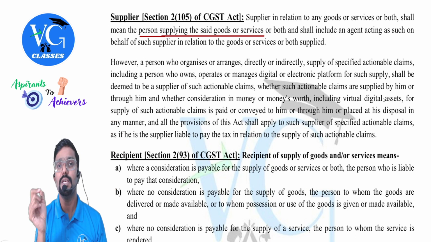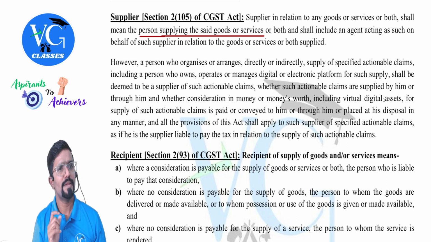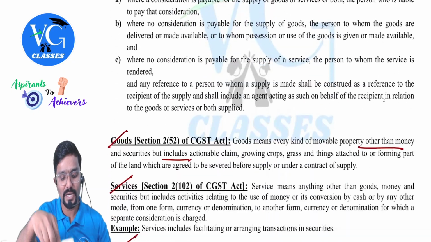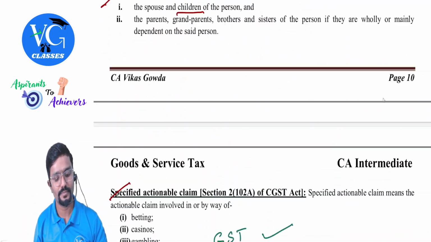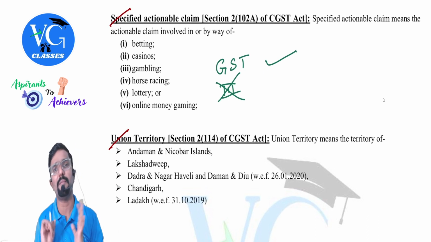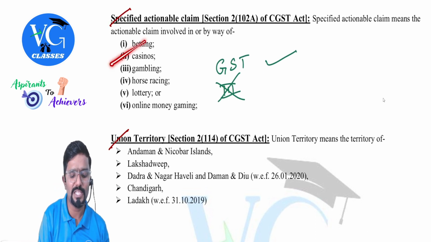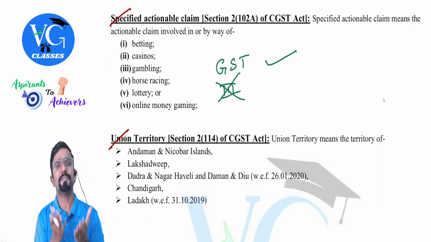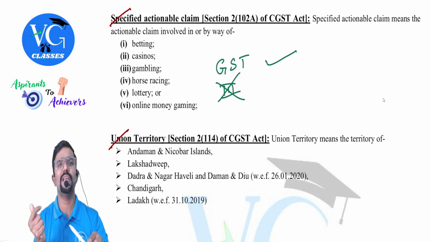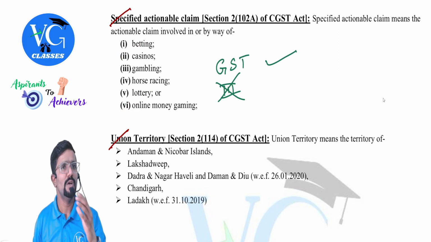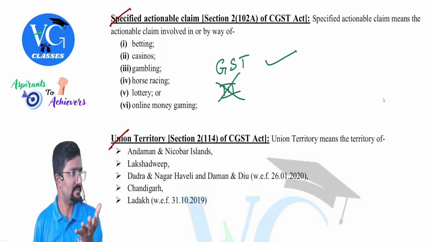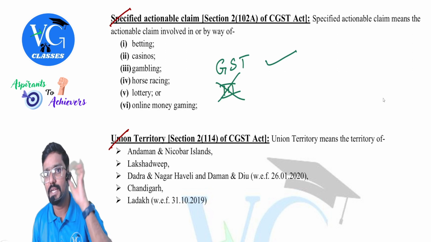Now listen. Specified actionable claim. Now the person who is owning the platform, as in your mobile gaming. So what is specified actionable claim? We covered it already, you remember? The definition: betting, casino, gambling, horse racing, lottery, online money gaming. Let me take one example, either casino or online money gaming. The person who owns it will not be sitting there to conduct all the things. Assume you are playing some mobile game by betting some amount, and who is the actual supplier there? The person who owns the app, who organizes, who owns that platform.